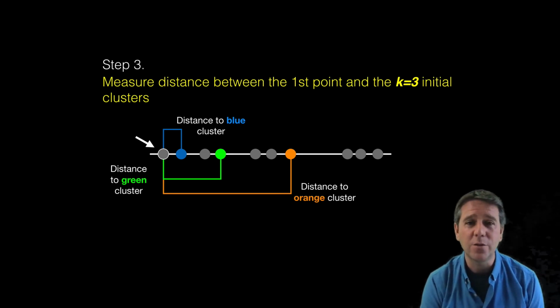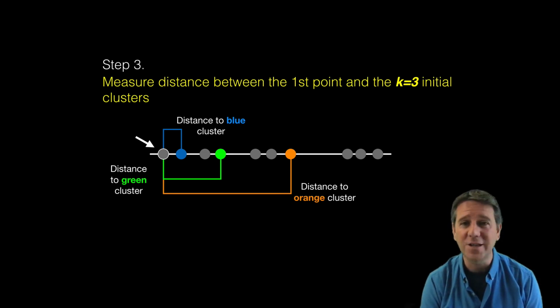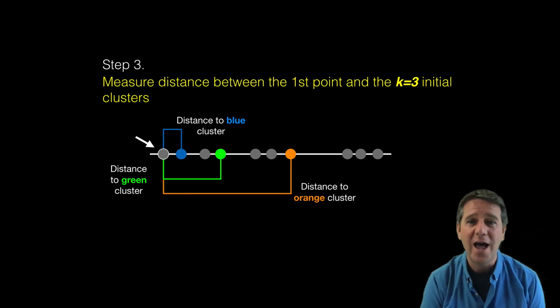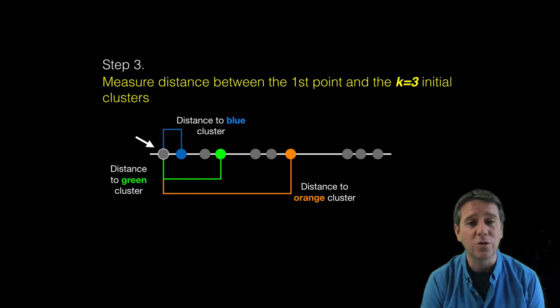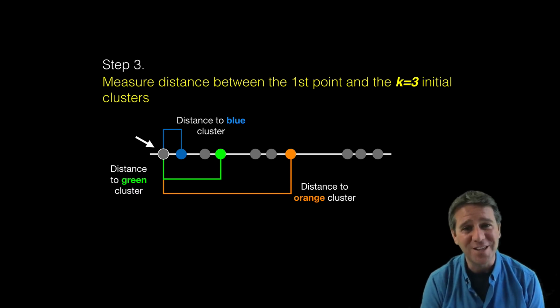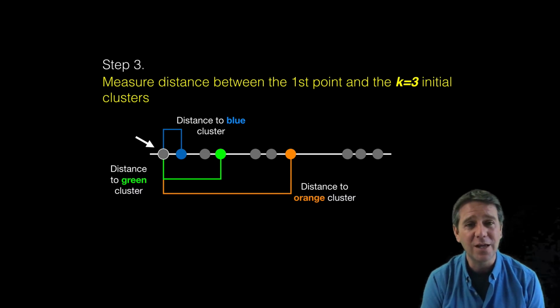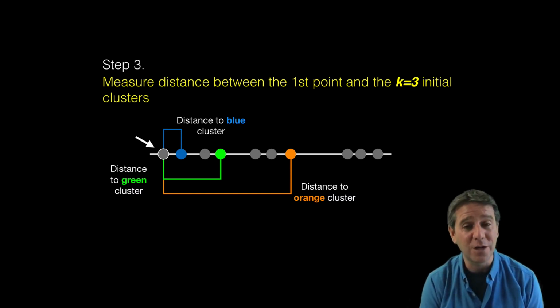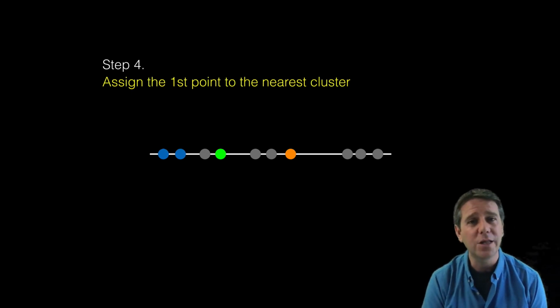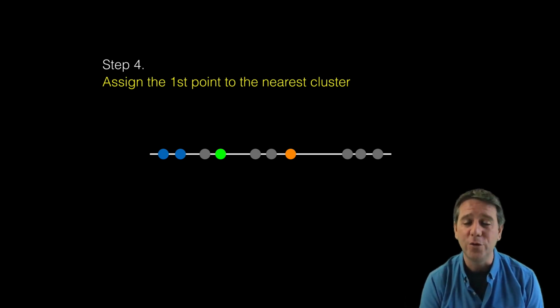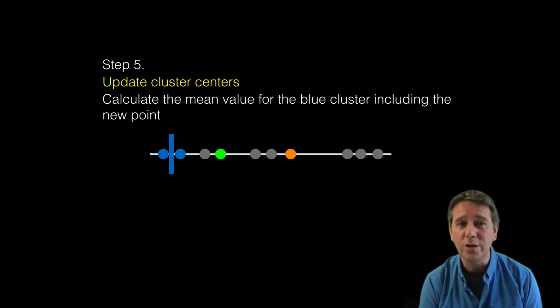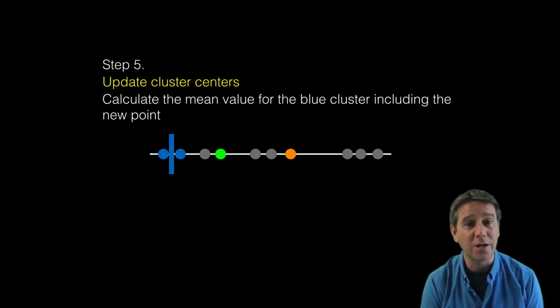So the next step is we're going to go to our first unassigned point, the gray point here, and we're going to try and put it into one of these three groupings by measuring the distance to those cluster representatives. I'm showing this with the little colored lines here to each cluster representative. Clearly the blue cluster representative is the closest in this case to this first gray unassigned point. So we're going to assign that to the nearest cluster, in this case blue, and I'm going to color it up blue.